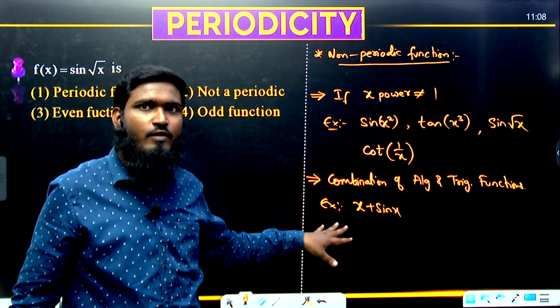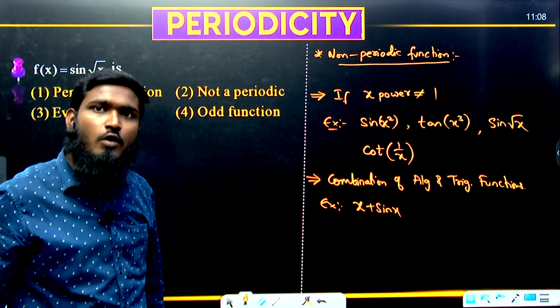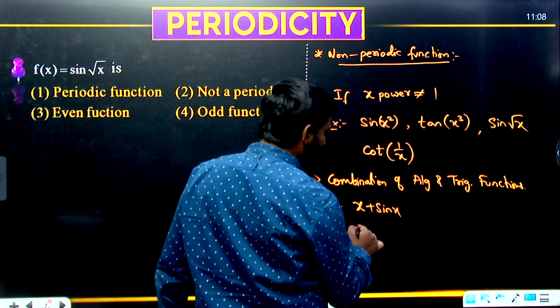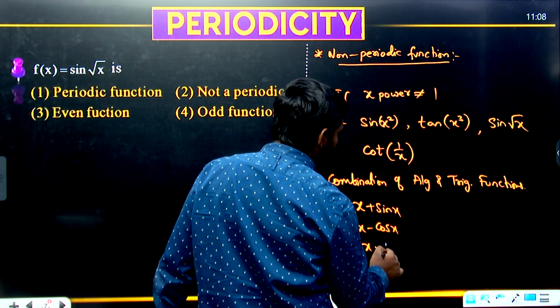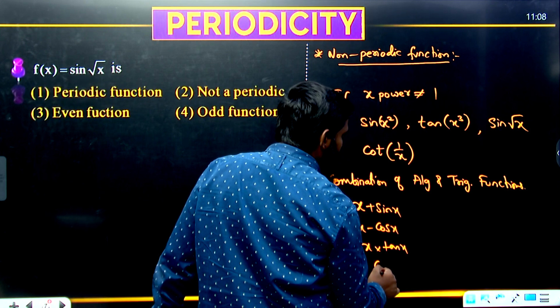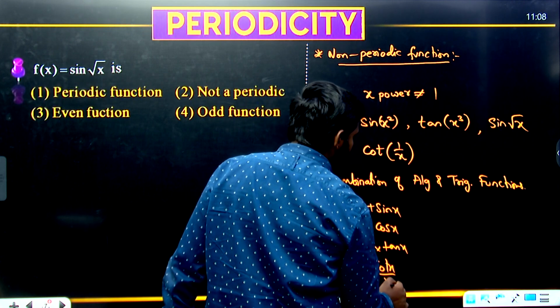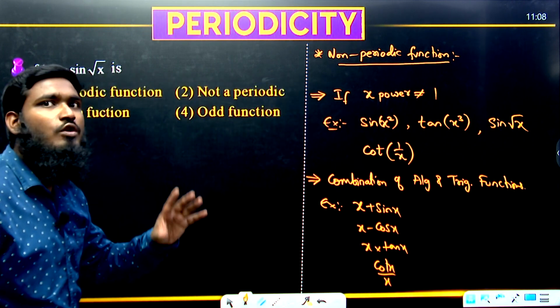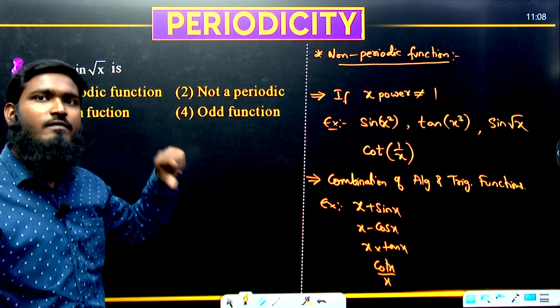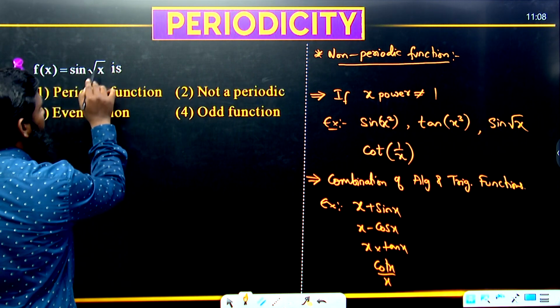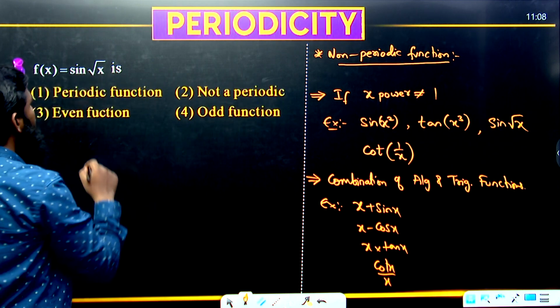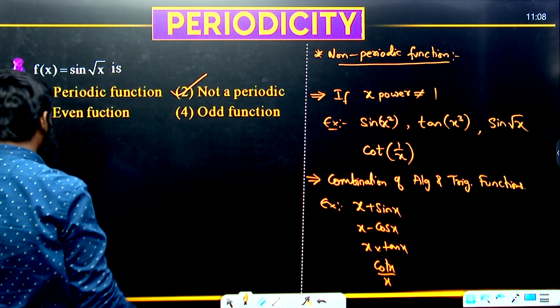If you are having this type of question, then again we have to call it a non-periodic function. Okay. Similarly, suppose we are having x minus cos x, or x into tan x, or cot x divided by x. So if you are having the combination of algebraic and trigonometry, then we have to call it a non-periodic function. Now in this part, f of x equals sine root x. Just now we have written the example over there. So it is not a periodic function.